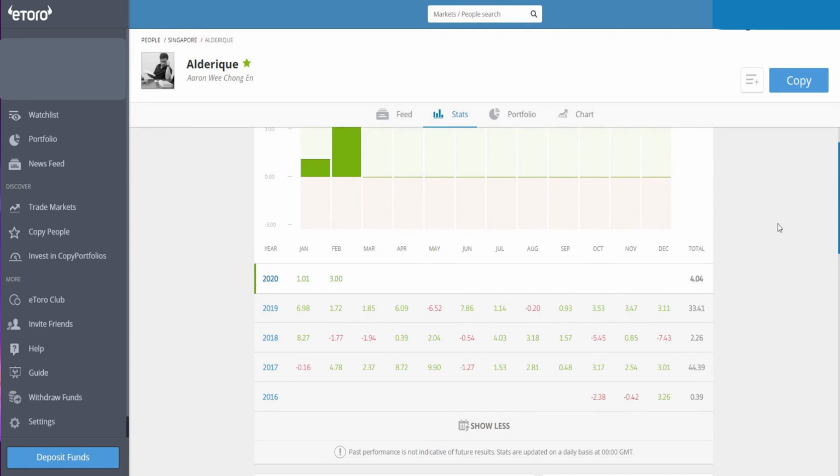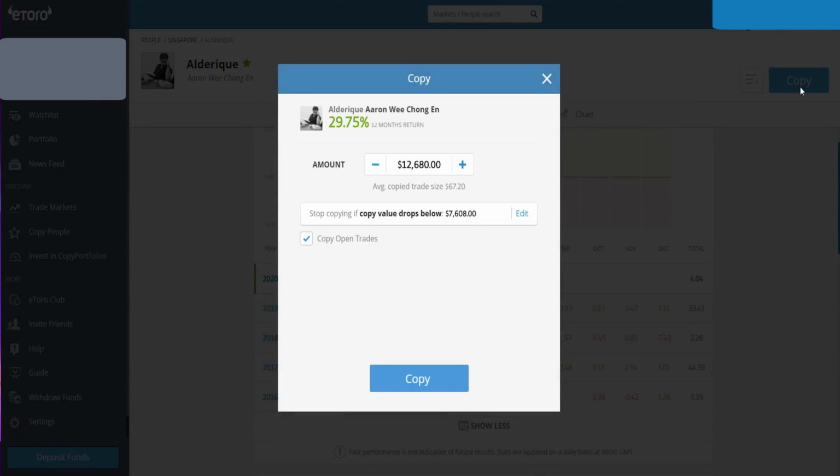Now let's copy this trader. I can choose the amount I want, choose the risk, choose the units. You should do your math right before copying any trader. It is very important to set those limits and those prices. Remember, this is your money. Take responsibility.